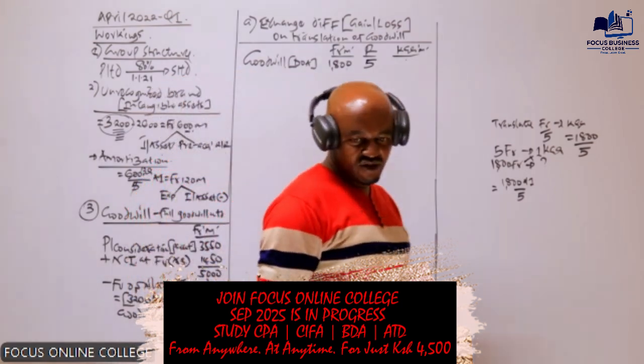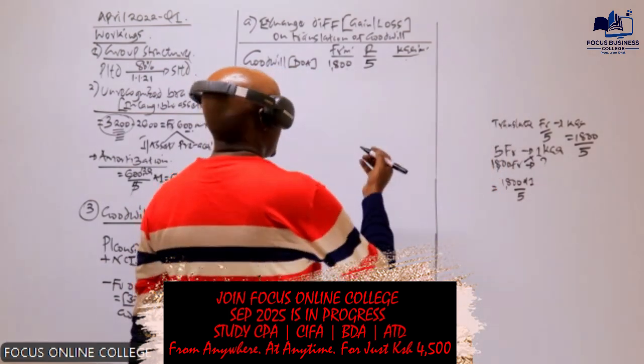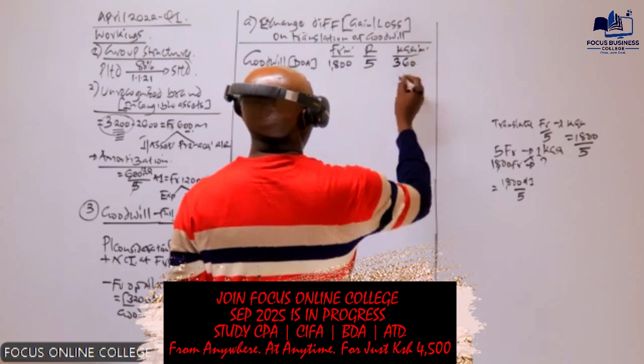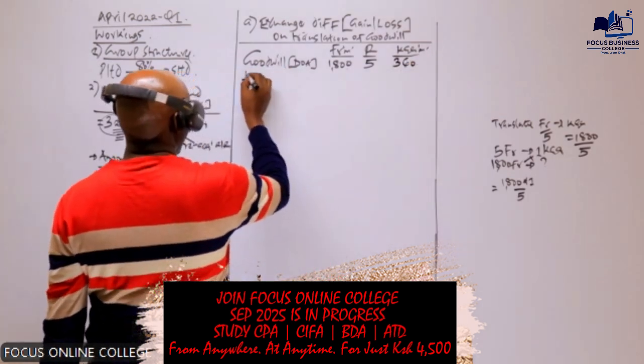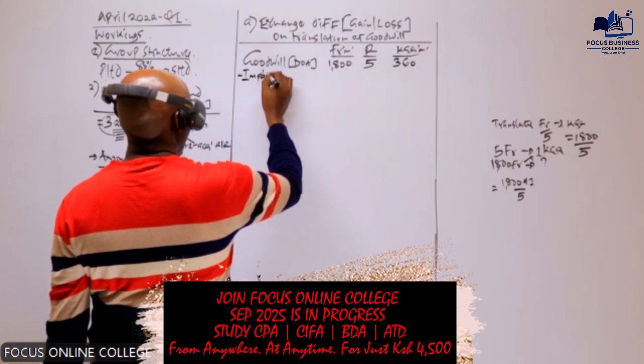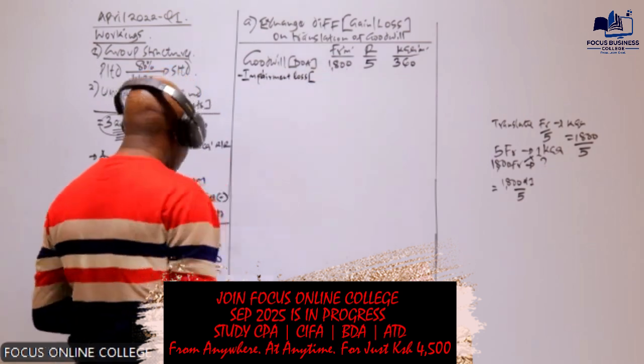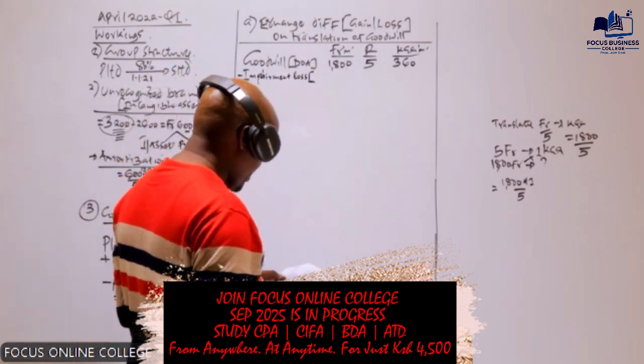We try to hurry up. So that one will give us 360. And then out of this, we have said we need to less the impairment loss. So the impairment loss, we are given that information in note number 4.